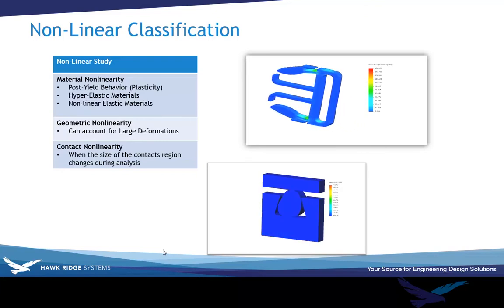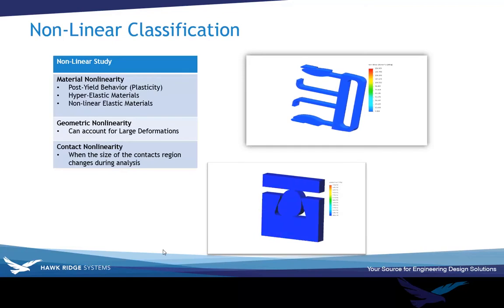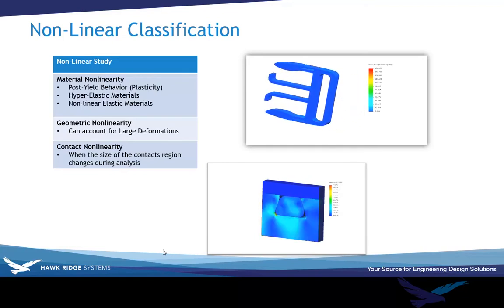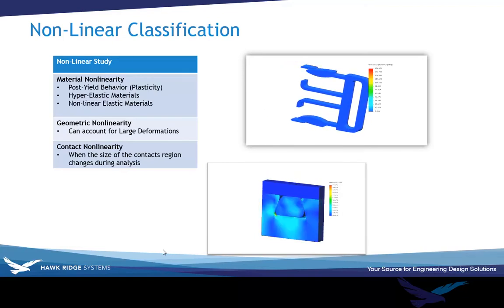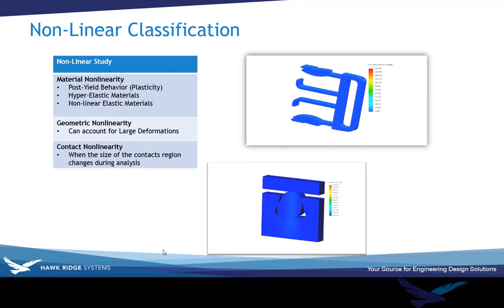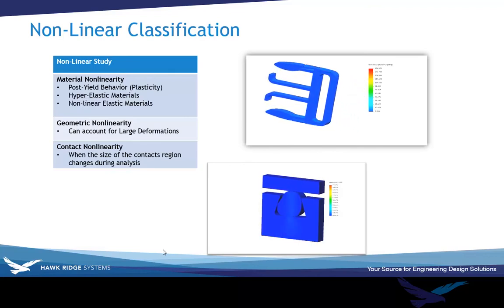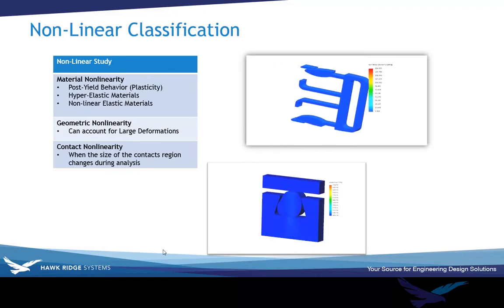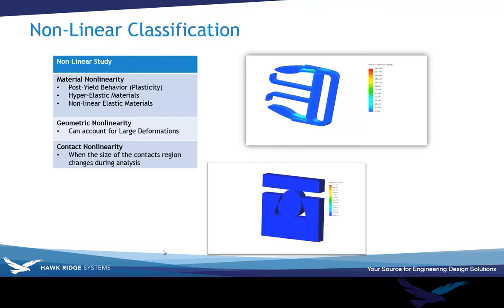The second category is geometric nonlinear, which means that it can account for large deformations. So that rule that we had for linear static is now lifted with a nonlinear. We can deform the shape of a part or an assembly a little bit more with the nonlinear, right? So we get a more realistic, true behavior of the model.